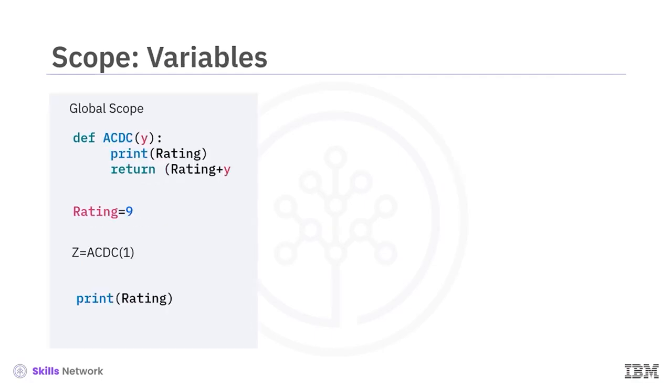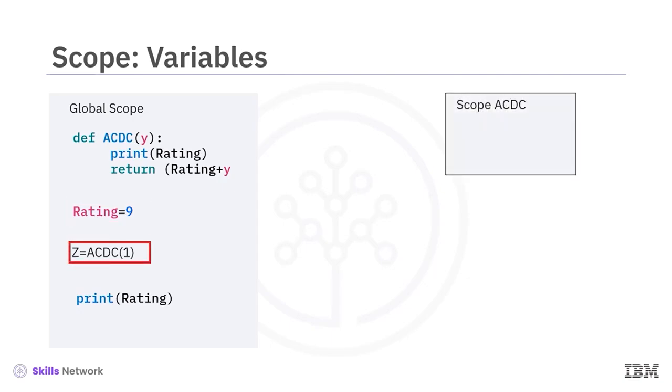If a variable is not defined within a function, Python will check the global scope. Consider the function ACDC. The function has the variable rating with no value assigned. If we define the variable rating in the global scope, then call the function, Python will see there is no value for the variable rating. As a result, Python will leave the scope and check if the variable rating exists in the global scope. It will use the value of rating in the global scope within the scope of ACDC.